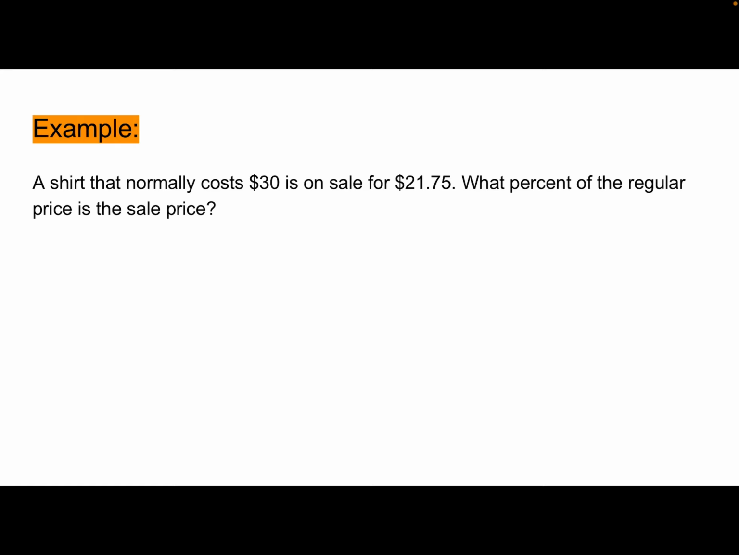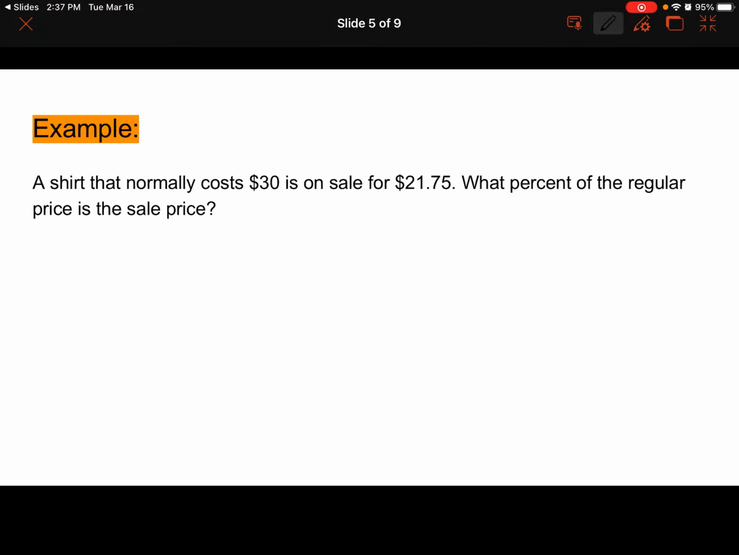All right, so a shirt that normally costs $30 is on sale for $21.75. What percentage of the regular price is the sales price? All right, let's do this using a percent proportion here. So we have x over 100 is equal to 21.75 over 30.